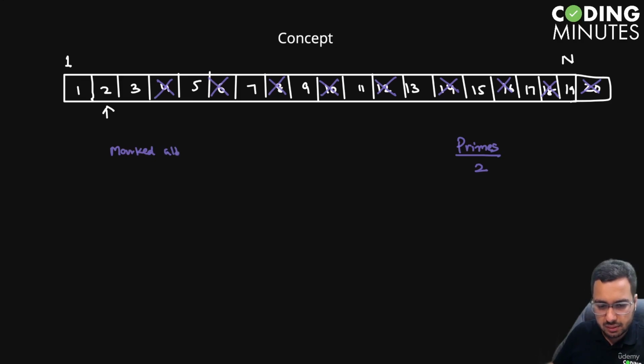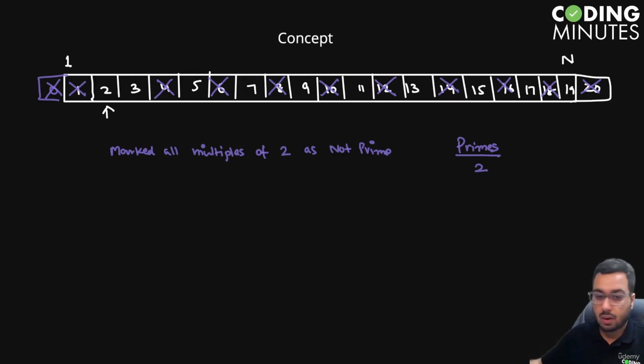all multiples. Okay, so 1 is a special case. We'll mark 1 and 0 as not prime by default. 1 and 0 are not prime, so we start from 2. We mark all multiples of 2 as not prime. Next time we move to the next index, which would be a prime number. We move to 3 and we mark all multiples of 3 as not prime.